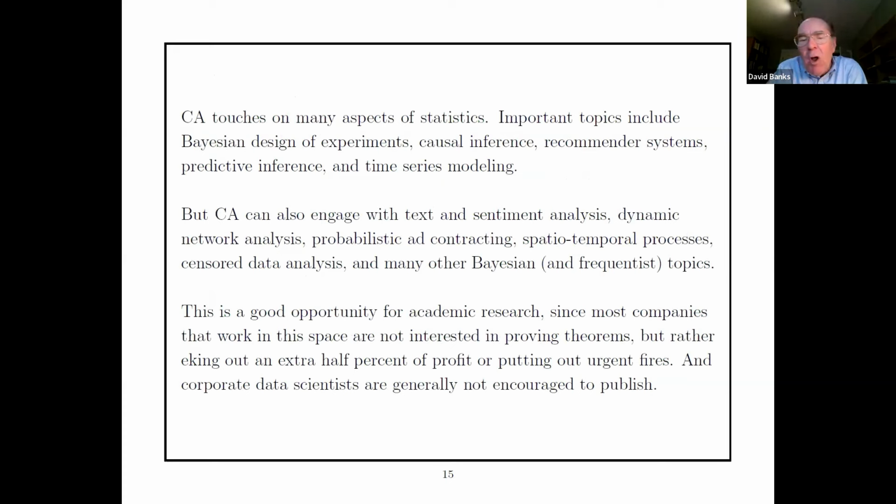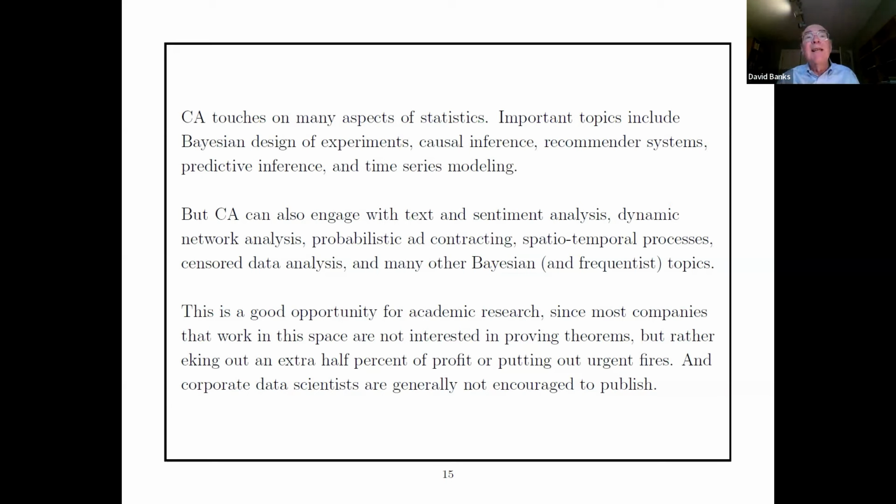And computational advertising touches on many different aspects of statistics. Important topics include Bayesian design of experiments, causal inference, recommender systems, predictive inference, and time series modeling. And let's unpack that for a moment. Google runs thousands of experiments a year. Famously, they experimented with 43 different shades of blue for their hyperlink connections. And they are always doing small experiments, and these experiments are actually quite complicated, multi-armed bandits, and Google can acquire millions of observations in a few minutes, and so these experiments are rapidly changing.